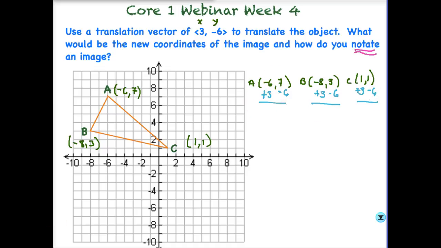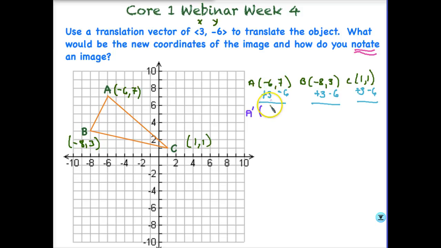So here's the important part, you guys. Well, it's all important, but our image is shown like this. We write A, and then we put a little mark up there, like a little apostrophe. And that means prime, A prime. But really what that means is this is our new shape, this is our new image. And then we just add or subtract.